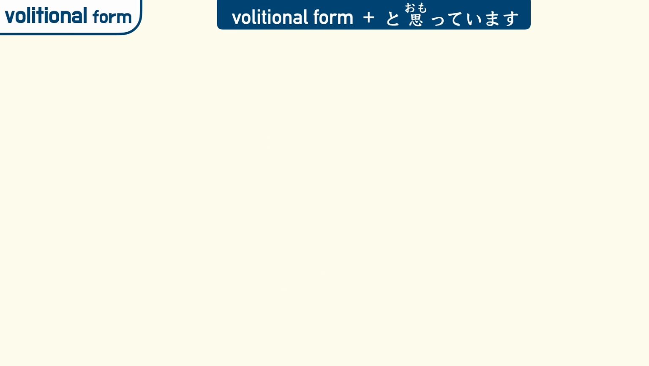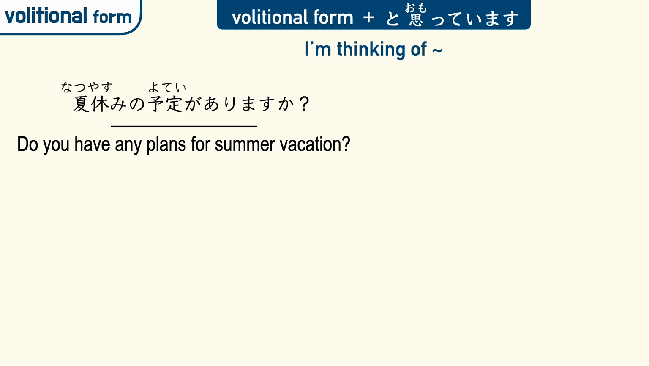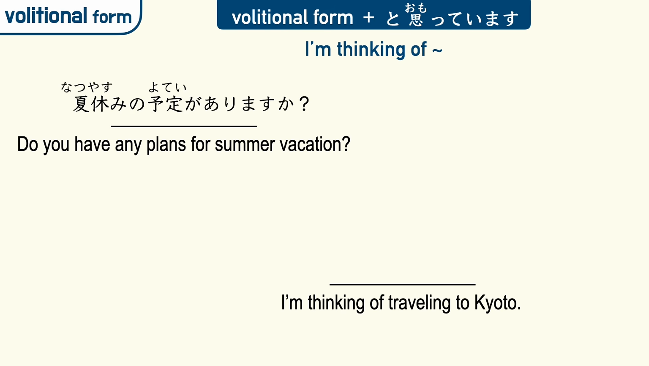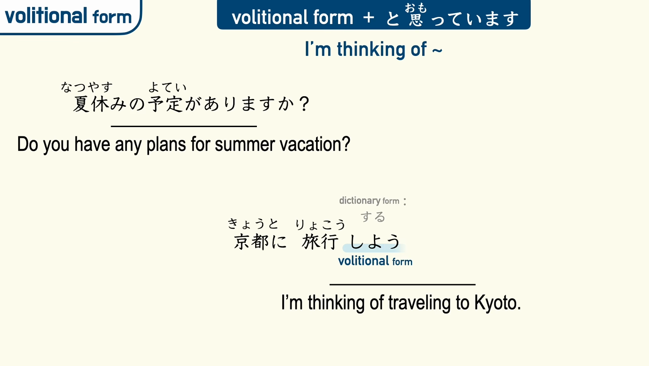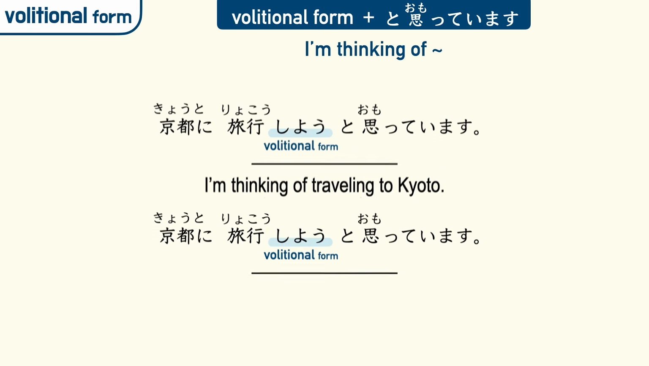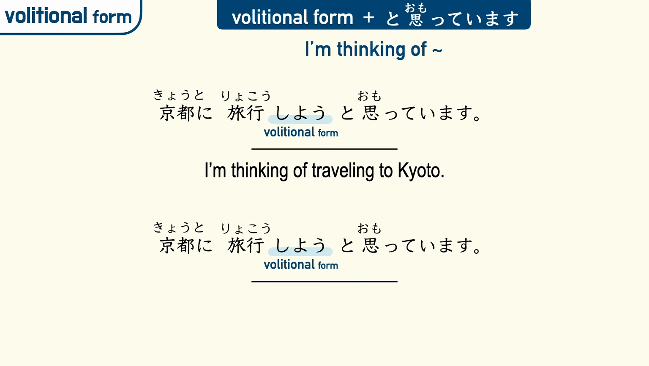Lastly, volitional form plus と思っています. It means I'm thinking of doing something. 夏休みの予定がありますか? Do you have any plans for a summer vacation? I'm thinking of traveling to Kyoto. 京都に旅行しようと思っています。Instead of 思っています、you can also say 思います。京都に旅行しようと思います。But this one means more like, I think I will travel to Kyoto.